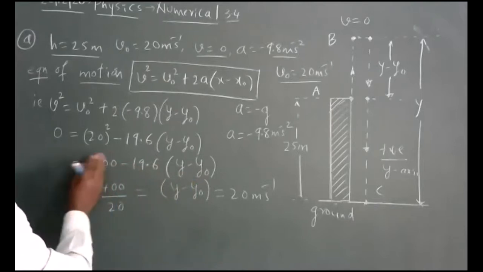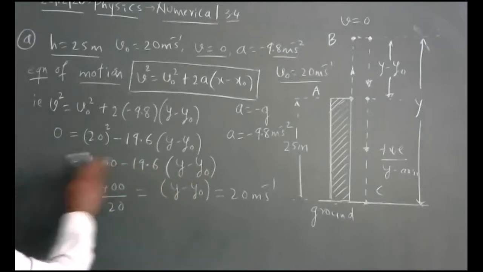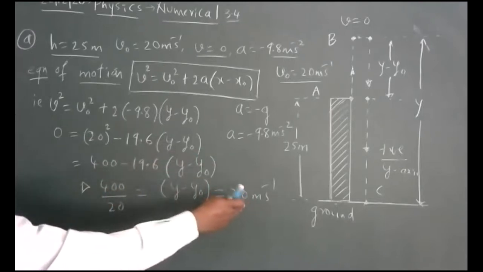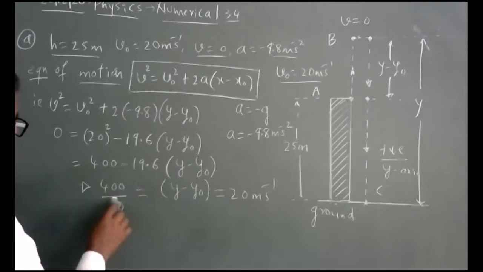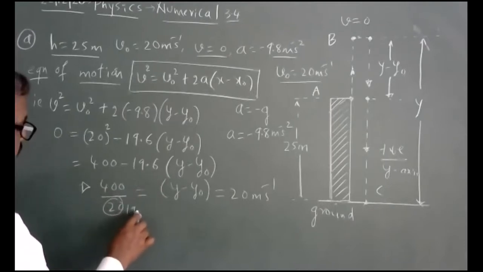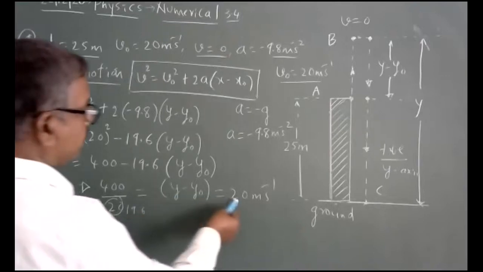So this 400 comes to the other side and becomes positive. Finally the whole thing becomes 400 by 20, with 19.6 taken as 20. 400 by 20 is equivalent to y minus y0, which is equal to this.